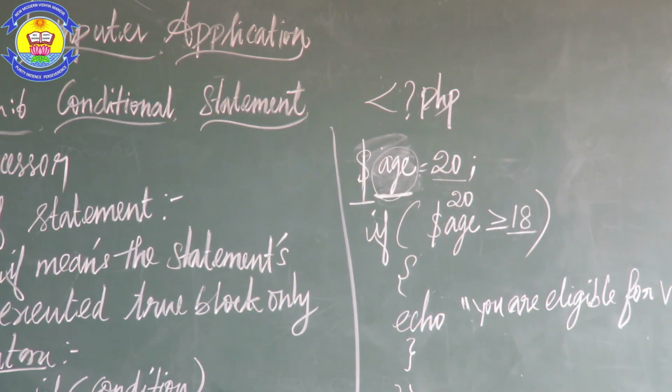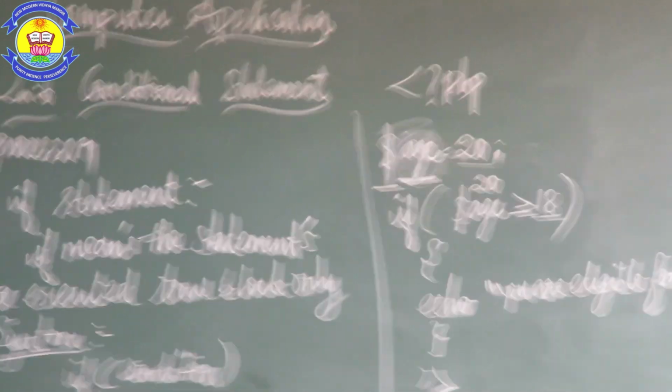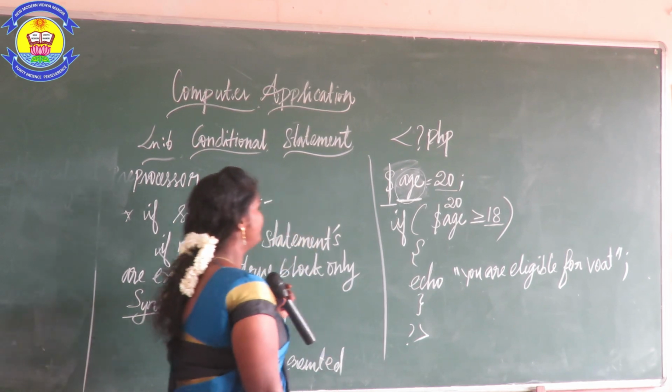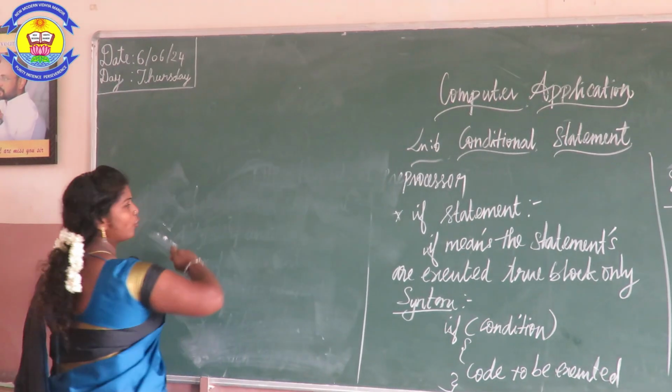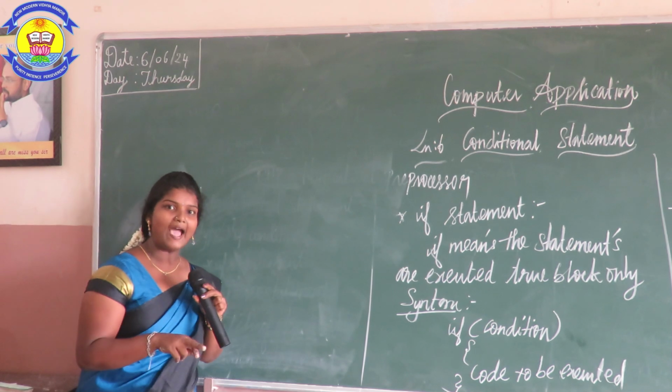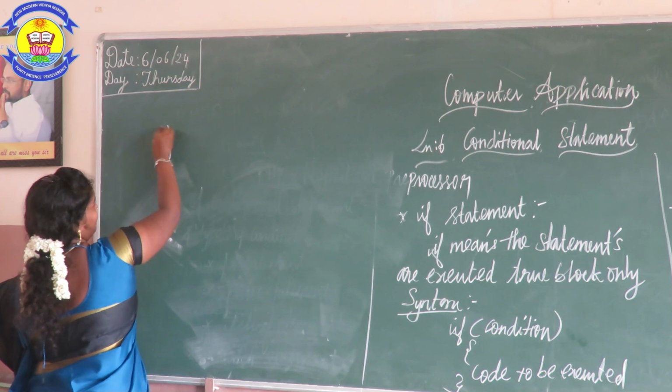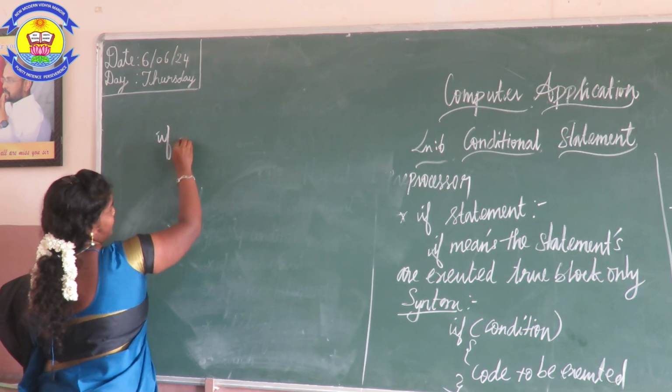Now next we are going to learn. First we learned the if statement, and the next topic is the if else statement. Compare the if and if else: the if statement checks only the true block. The if else statement is a set of code executed for true as well as false. Now I'm going to give an example of if else statement.